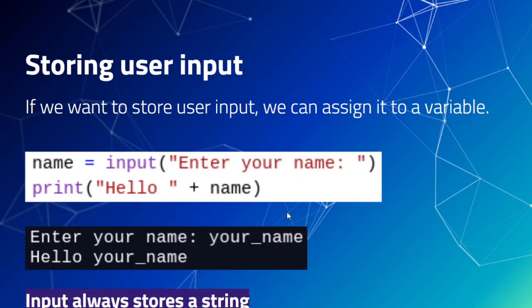So the key thing to remember here is that whatever is taken in by the user input function will always be a string. Even if we enter a number, for example, like 1, 2, 3, it won't automatically think of it as an integer. It will think of it as the string 1, 2, 3.